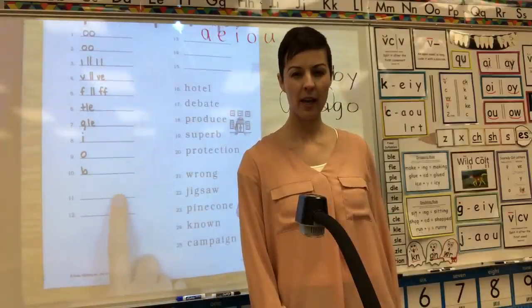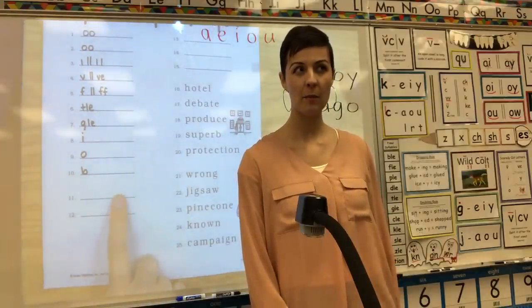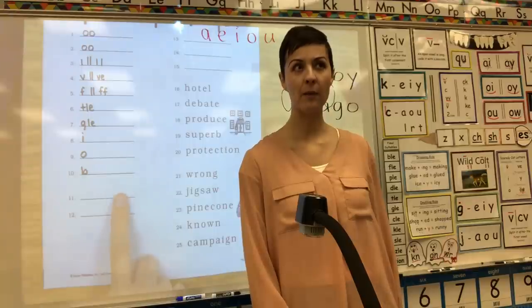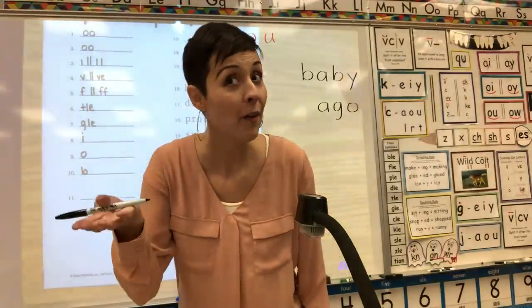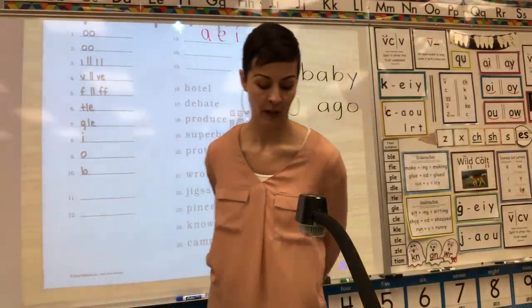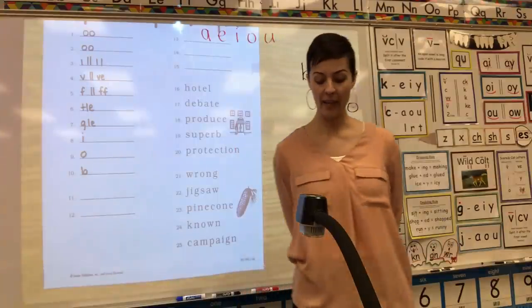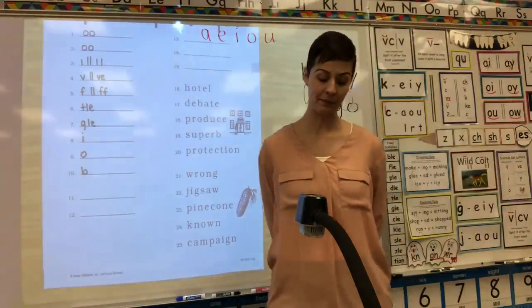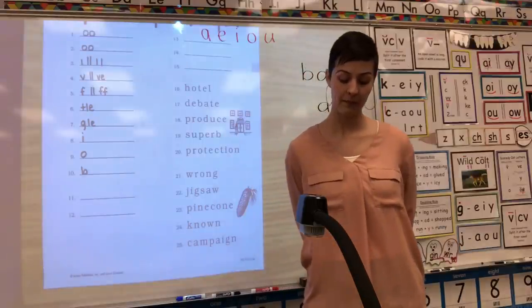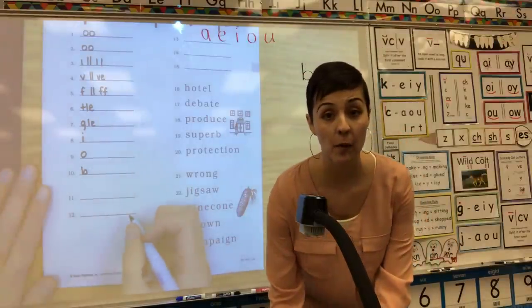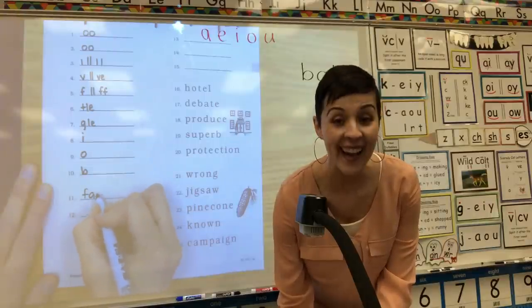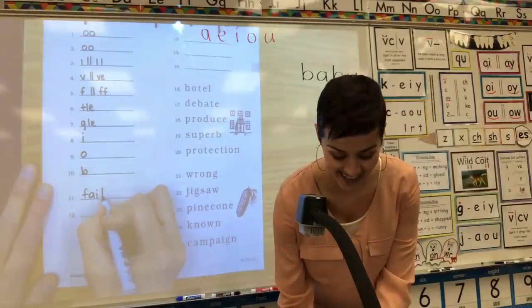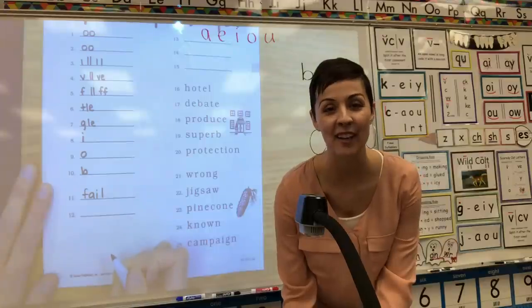we haven't done any digraph AI words for a long time, so I want to do a digraph AI word. Spell for me the word fail. What word? Fail. Using AI says A in fail. Okay, will you spell fail for me starting F, ready? F, A, I, L. AI says A in fail.